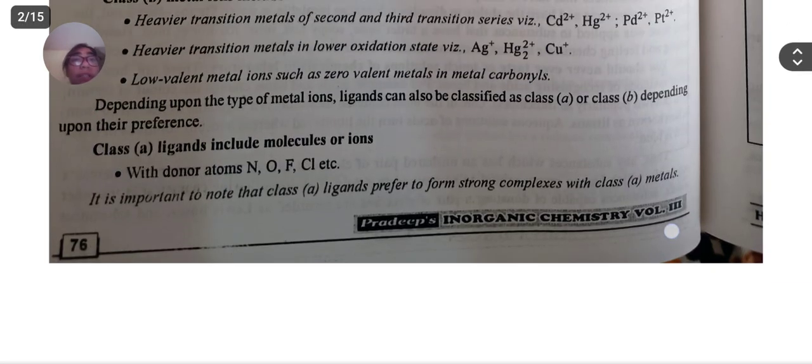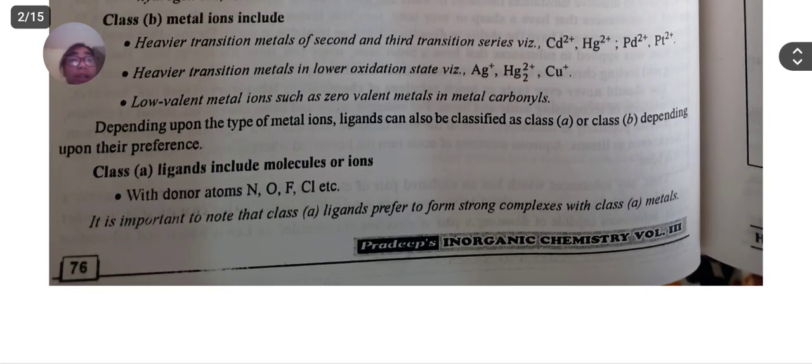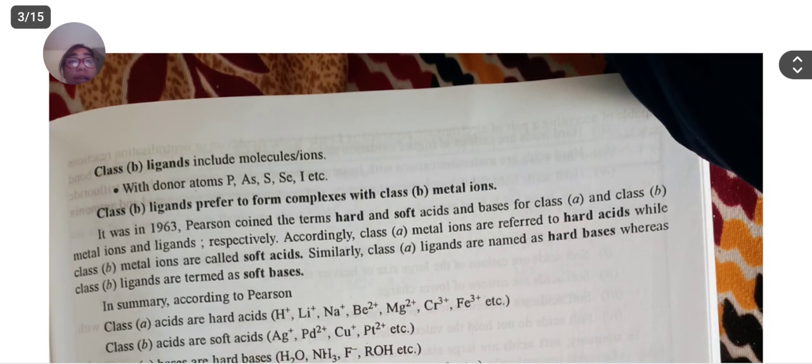Depending upon the type of metal ion, ligands can also be classified as class A or B depending upon their preference. Class A ligands include molecules and ions with donor atoms nitrogen, oxygen, fluorine, chlorine, etc. It is important to note that class A ligands prefer to form strong complexes with class A metals. Class B ligands include molecules and ions with donor atoms phosphorus, arsenic, sulfur, selenium, iodine, etc. Class B ligands prefer to form complexes with class B metal ions.